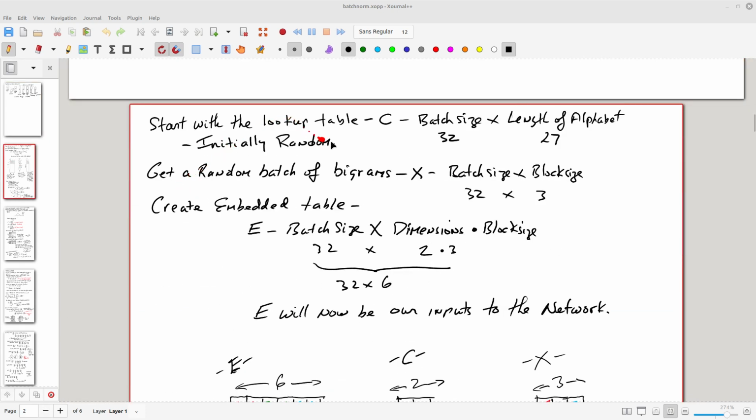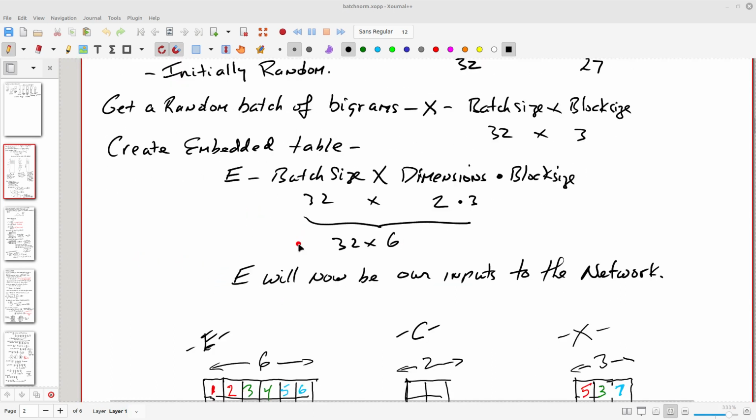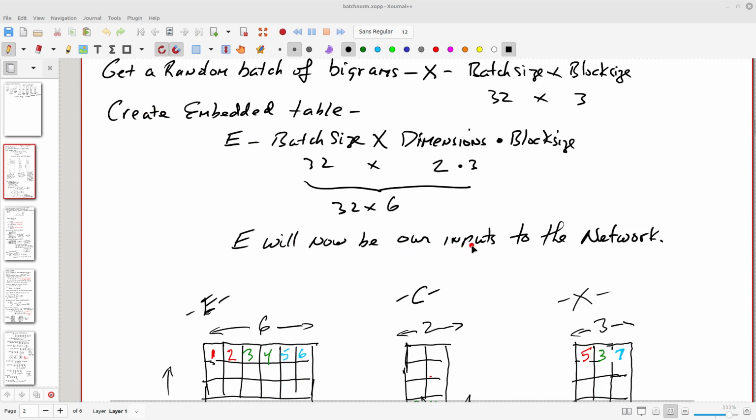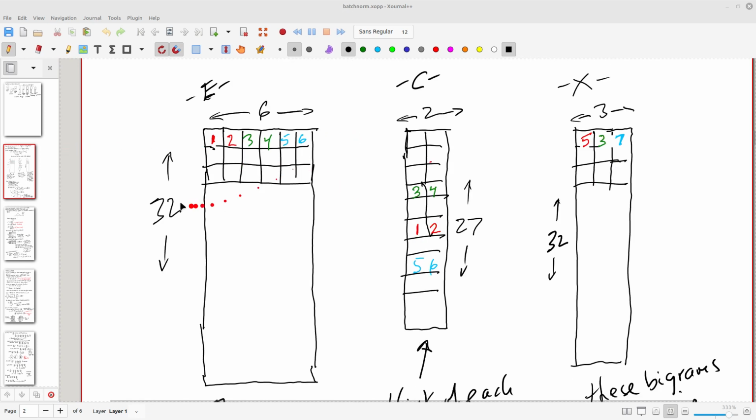So again, we start with the lookup table, C, batch size. I'm just putting in some numbers here. Initially, the lookup table is random. We have a batch size of 32, length of the alphabet is 27, and we create the embedded table. So the embedded table is going to be, if the dimensions were 2 and the block size is 3, then the embedded table will be 32 by 6, 2 times 3. So E will now be our inputs to the network.